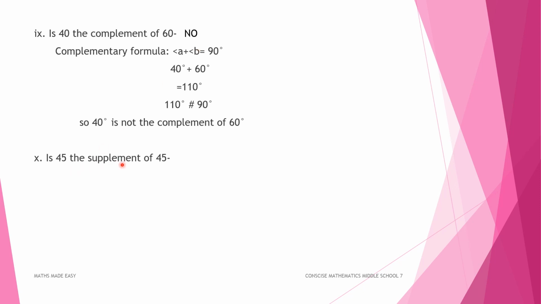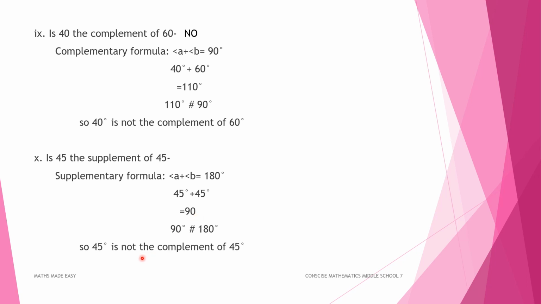Next, is 45 the supplementary of 45? Even the supplementary I have explained in the previous video. Check the description box. Always remember, the supplementary formula is that when you add the 2 angles, the sum of angles will be 180 degrees. So here, angle A is supplementary to angle B, and angle B is supplementary to angle A. Here they are asking if 45 is supplementary of 45. So just place in angle A, angle B: 45 plus 45. When you add both, what you get is 90 degrees. Is 90 equal to 180? No, it's not equal. When we add these 2, we are not getting 180. That means 45 is not the supplementary of 45. So the statement is false. That is no.